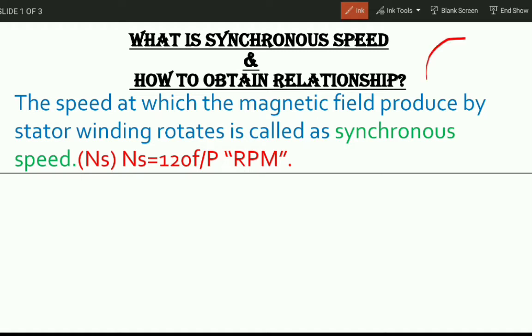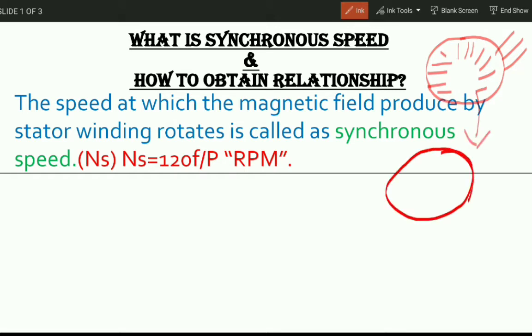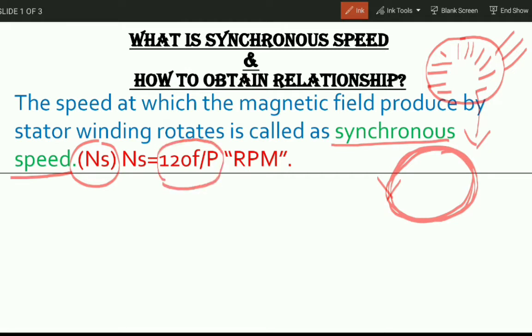In the induction motor, when the supply is given to the stator windings, the stator windings produce flux, and this flux is rotating in nature. This flux rotates at a certain speed, and that speed we call synchronous speed, that is Ns. The formula is always 120 f by p, where f is the frequency and p is the number of poles.